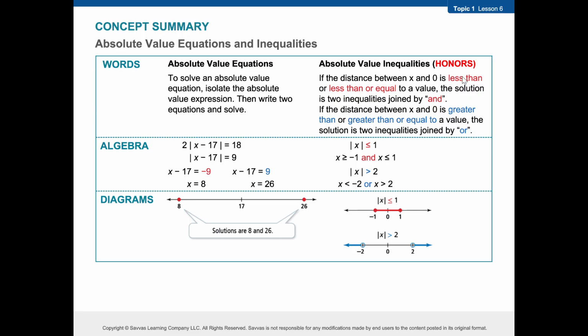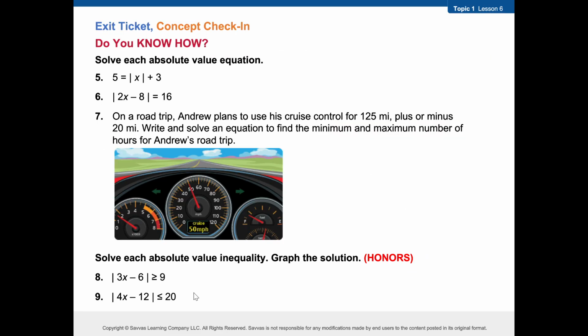Honors only, absolute value inequalities. If the distance between x and 0 is less than or equal to, it is an and. If it's greater than or equal to, it is an or. So the absolute value of x less than or equal to 1 means that x can be less than or equal to 1 and x greater than or equal to negative 1. If the absolute value of x is greater than 2, x can be greater than 2 or x can be less than negative 2. And then the and is shaded in the middle, ors are shaded apart.